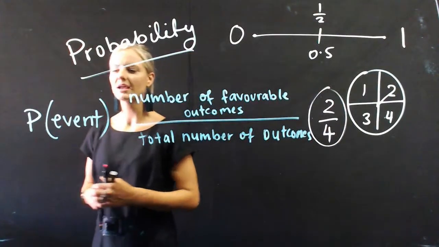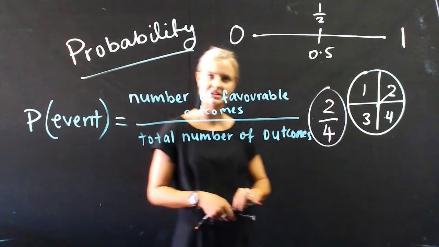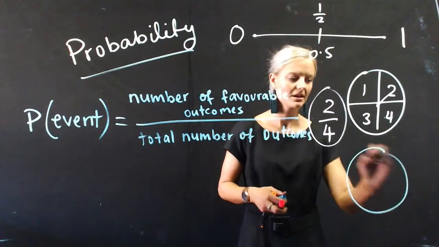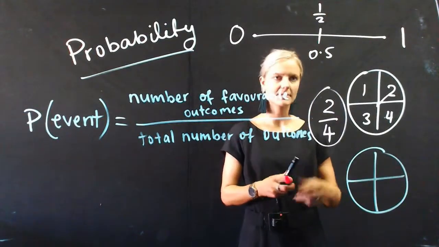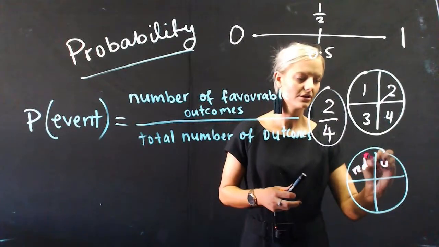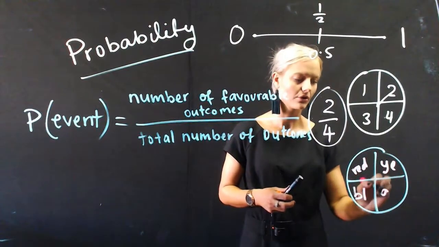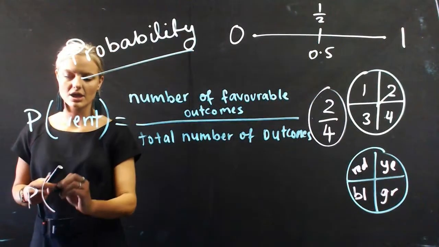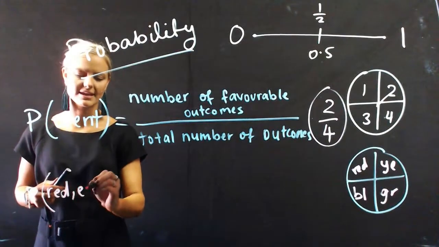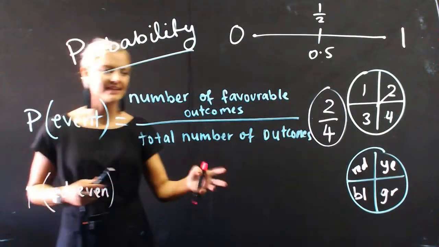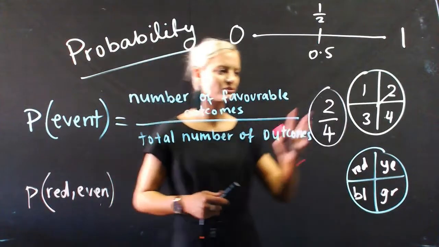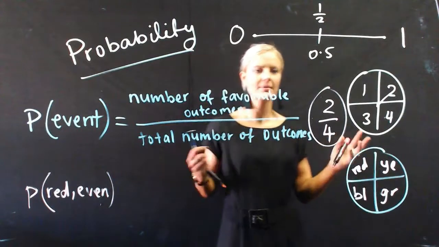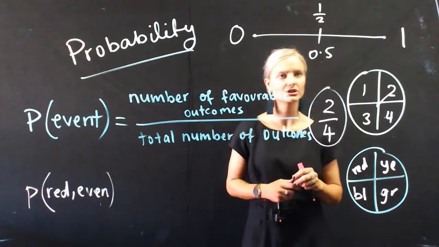Now, let's think if I were to be actually spinning 2 spinners at once. We've got this one from 1 through to 4, and we've got a second spinner that has colours. The colours on this spinner are red, yellow, blue, and green. What's the probability of spinning a red even number? A red and an even number. Okay, now we've got 2 things going on at once, and we need to consider how many times could a red and an even number actually show up.